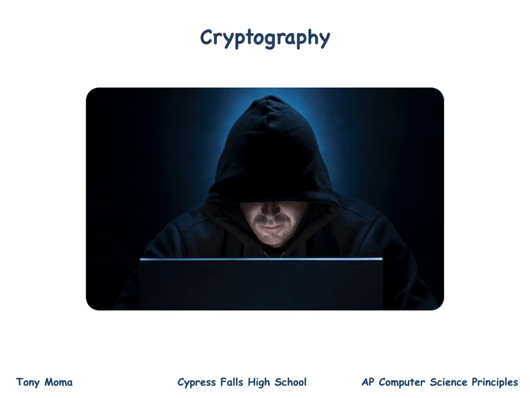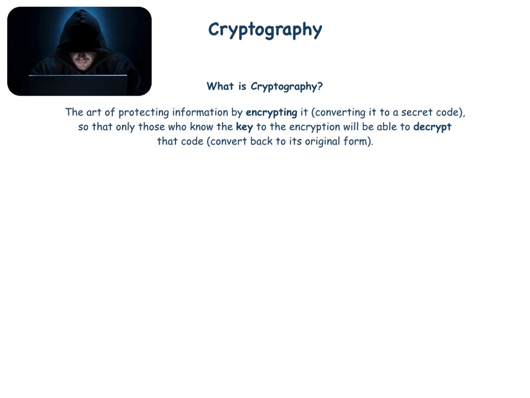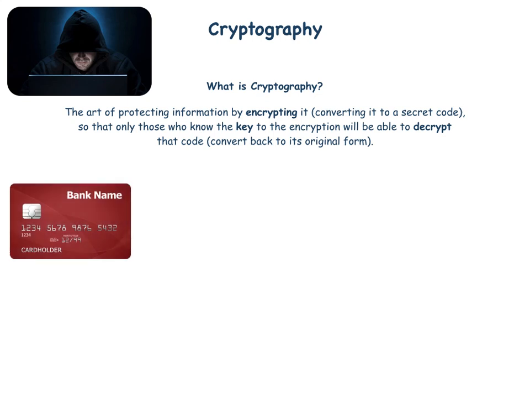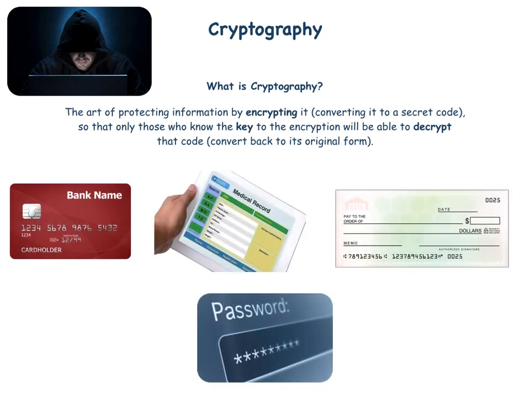Cryptography. What is cryptography? Cryptography is the art of protecting information by encrypting it, or converting it to a secret code, so that only those who know the key to the encryption will be able to decrypt that code, or convert it back to its original form. Examples of information we would like to protect through cryptography include credit card information, medical records, bank information, and passwords, just to name a few.